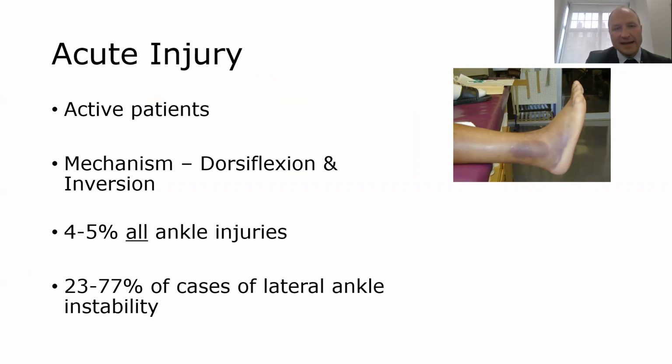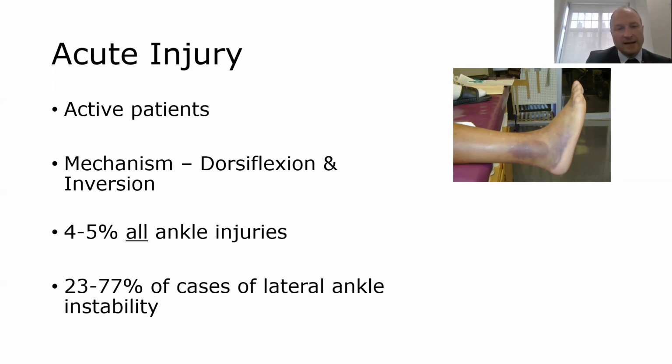When they're acutely injured, patients present very much like lateral ankle sprains. The mechanism is slightly different in that they injure these tendons through dorsiflexion and forced inversion, whereas your typical Pott's ankle fracture or ankle sprain is through plantar flexion and inversion.